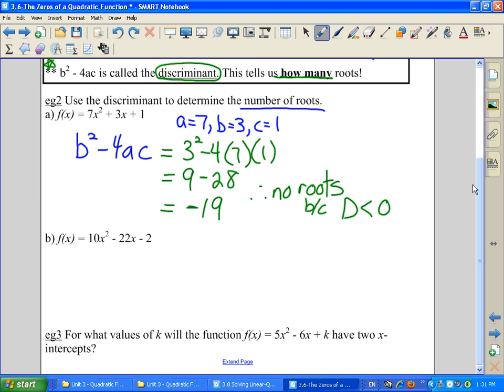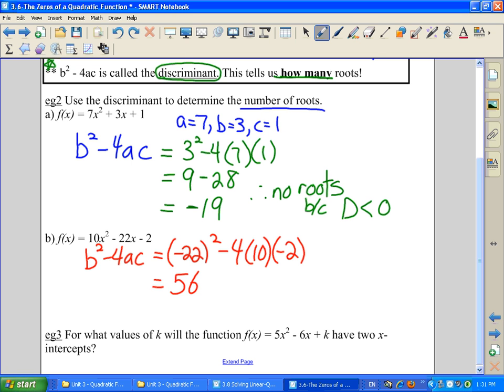Okay, now hopefully you're back with me. You've tried it yourself. So again, we use our discriminant. We sub our values in. Negative 22 squared minus 4 times 10 times negative 2. Use your calculator and you've got 564. Therefore, there are 2 roots because D is greater than 0.